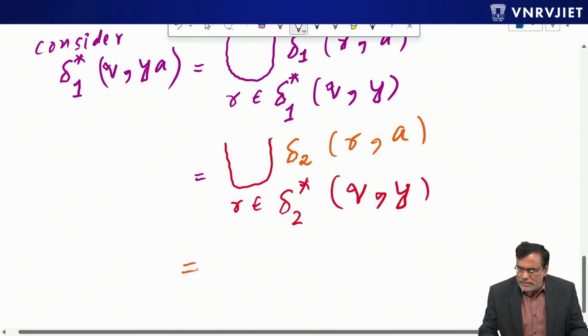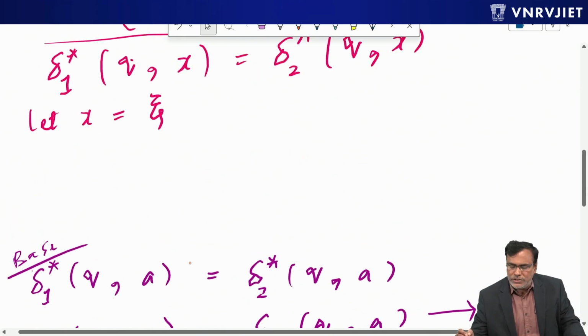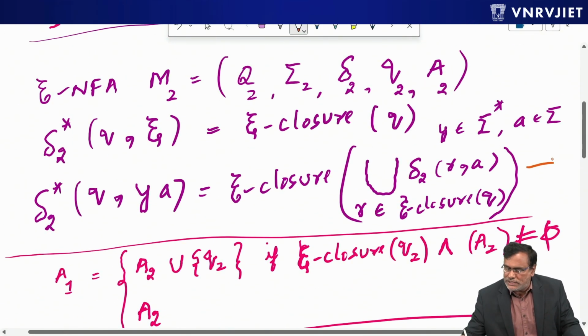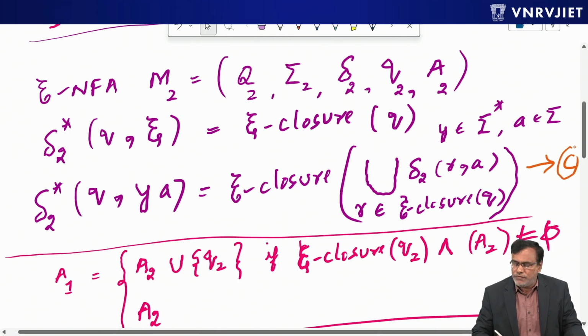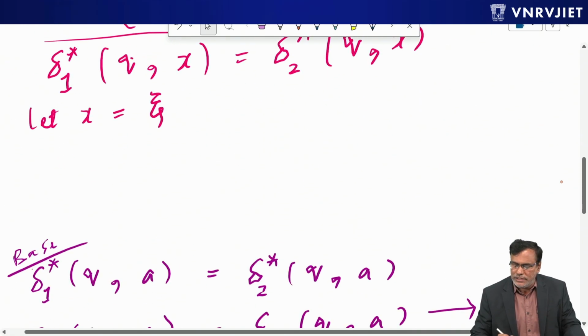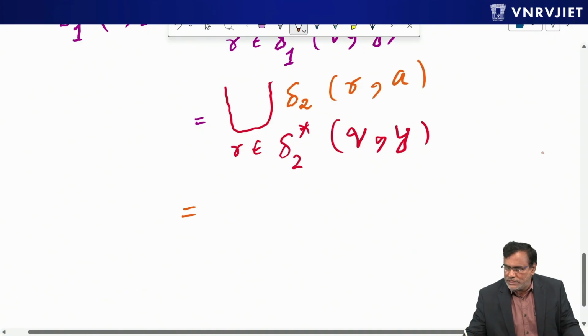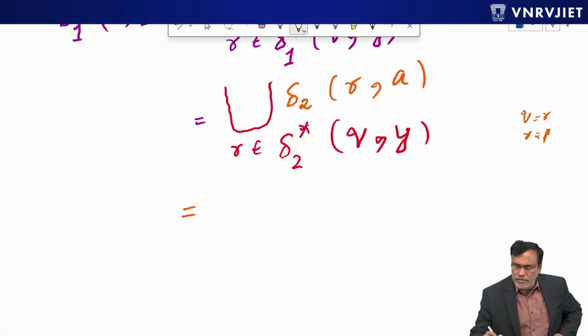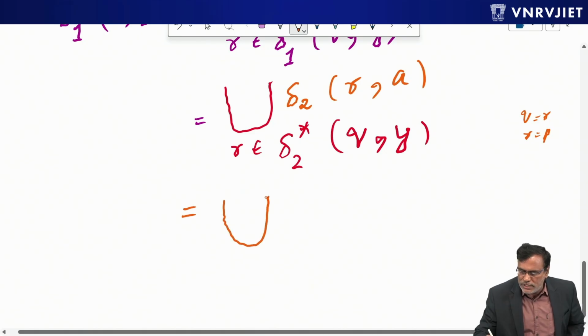So if you are going to rewrite this as per that, and if you want to give some name for that equation so that there won't be a confusion, you can call this equation C. So in C, if you take Q equal to R and R equal to P and rewrite that formula, then this part is as it is: union of R belongs to delta 2 star of QY, just as it is.